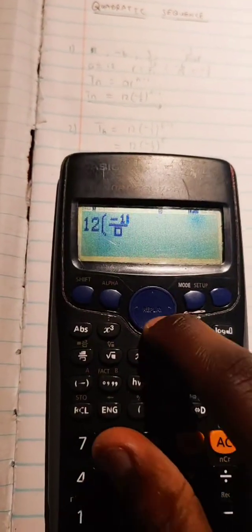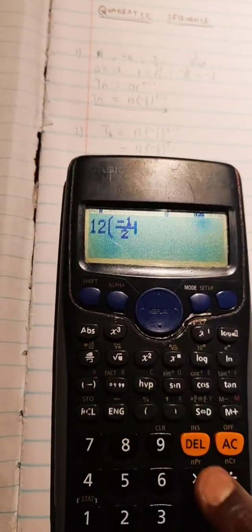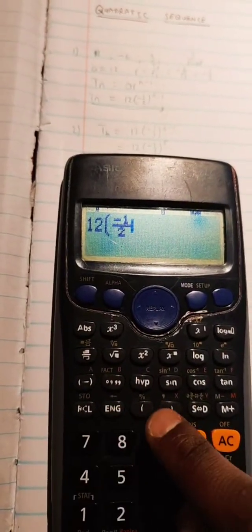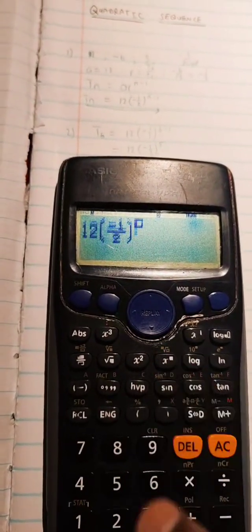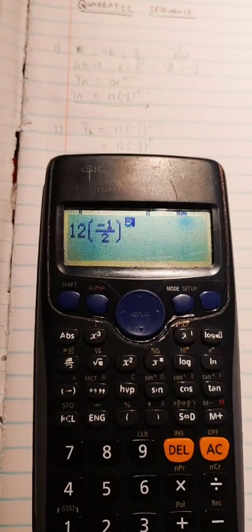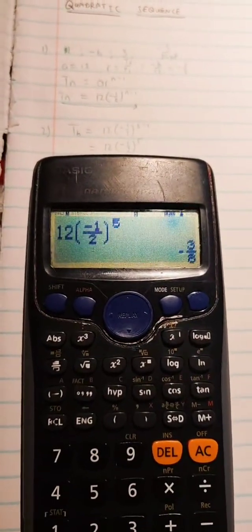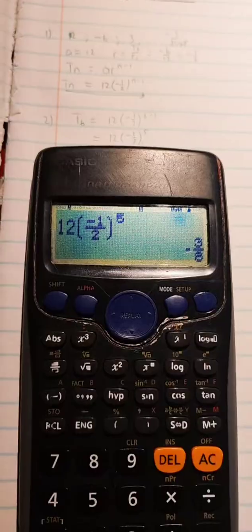Negative a half, we close that bracket, then we write that exponent, the 5 there. Luandle has already got the negative 3 over 8. Thank you, Luandle. You got negative 3 over 8 there. That is term 6.